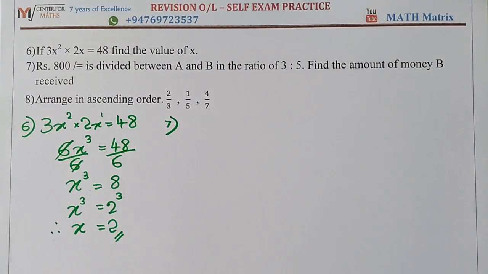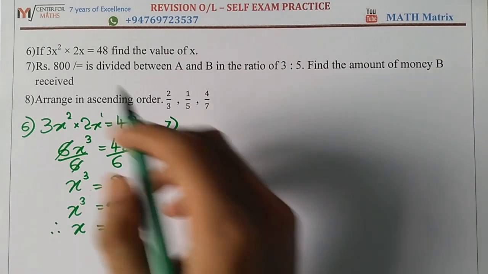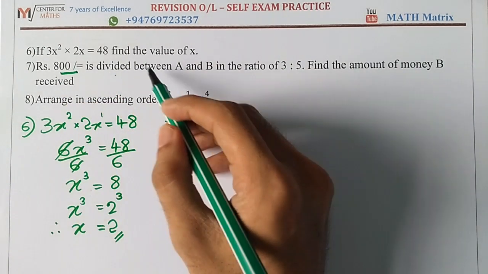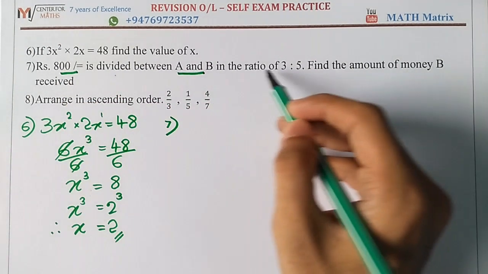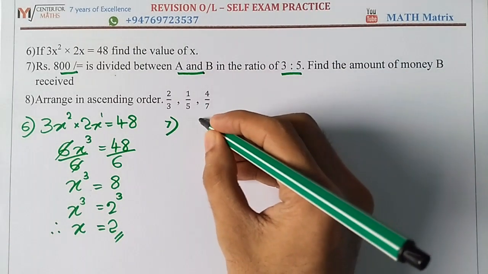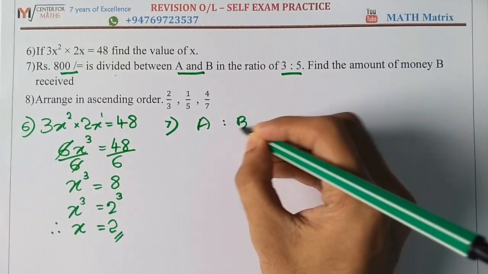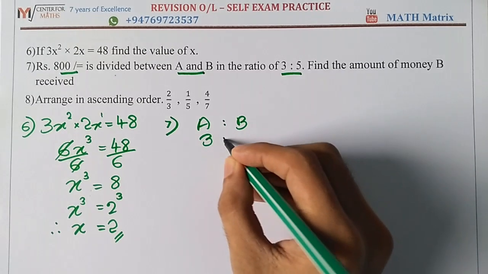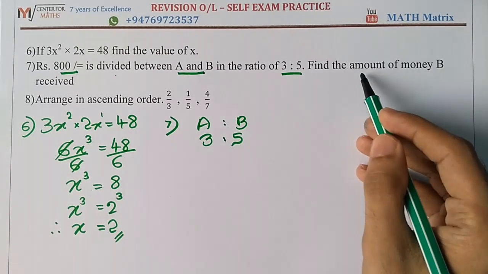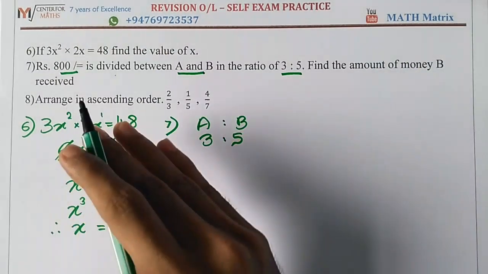We'll move to the 7th one. 800 rupees is divided between A and B, right? We'll read that slowly. 800 rupees is divided between A and B into the ratio 3:5. So first of all, we'll mark their ratios. A is to B, 3:5. Find the amount of money B received.